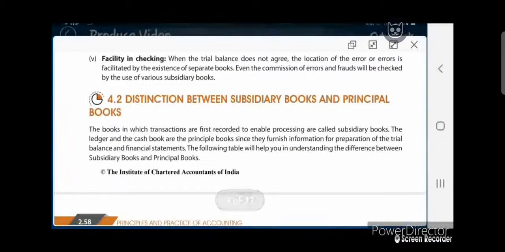Next is facility in checking. When the trial balance does not agree, the location of the errors is facilitated by the existence of separate books. In separate books you can locate the errors and balance the trial balance. Even the commission of errors and frauds will be checked by the use of subsidiary books.